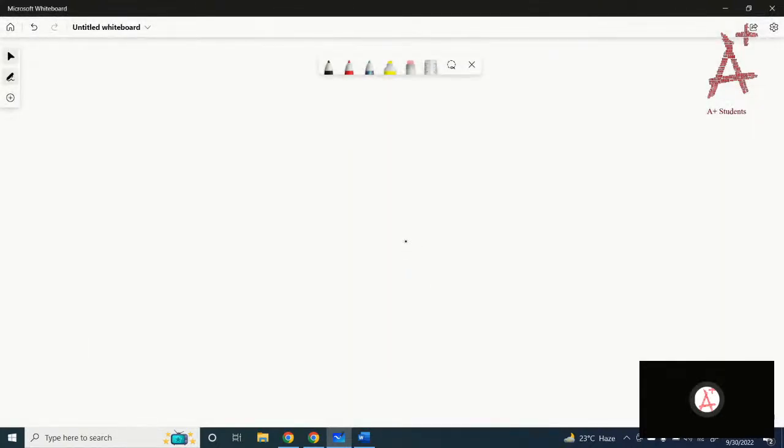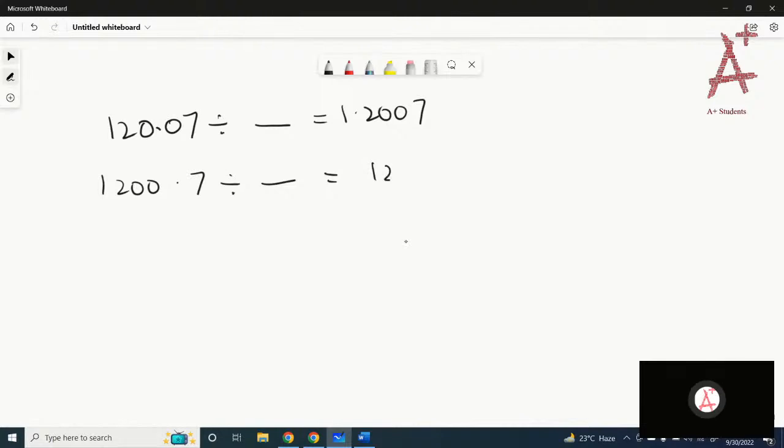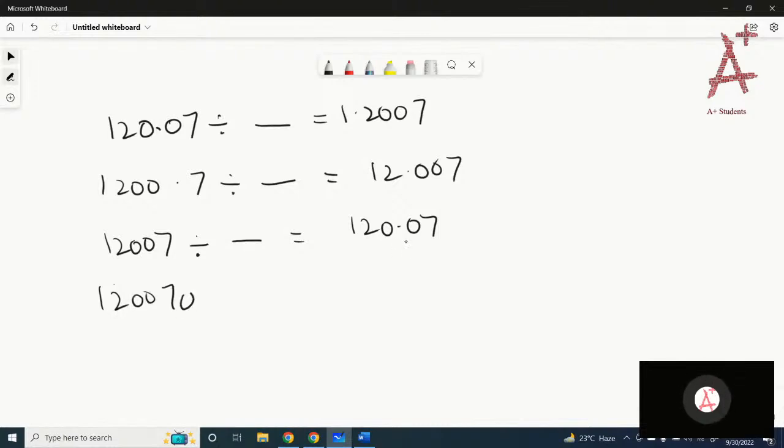Okay, and then you have to complete 120.07 divided by the missing number, 1.2007, then 1200.7 divided by the missing number and 12.007, and then 12007 divided by the missing number and 120.07, and 120070 divided by the missing number and it is 1200.7.